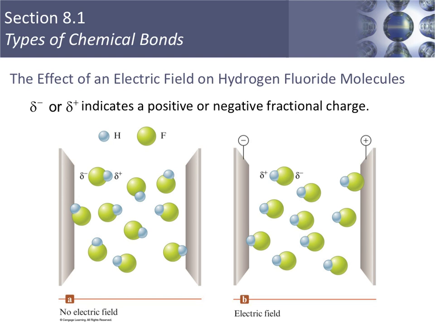Alright, so we have two different situations here. We have the first case where there is no charge on these two plates, and then we have the second case where this plate that I'm pointing to now has a negative charge, and over here this plate has a positive charge. And what happens in a case like that is the side of the molecule, in this case the hydrogen, is more attracted to the negative plate, and the negative side of the molecule, which is the fluoride, is more attracted to the positive plate. So this would be an example of a polar molecule. In other words, it's a sharing of electrons, but the electrons are not shared equally.